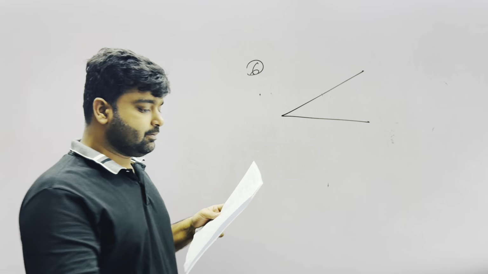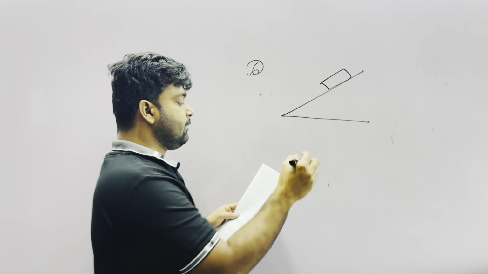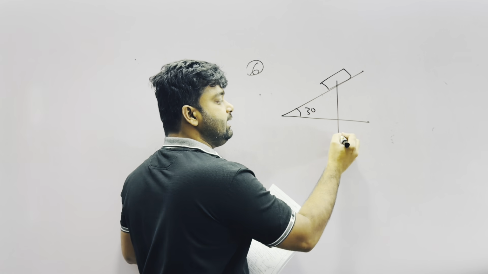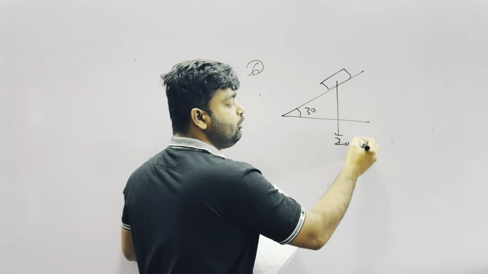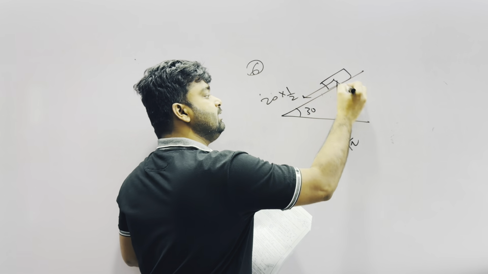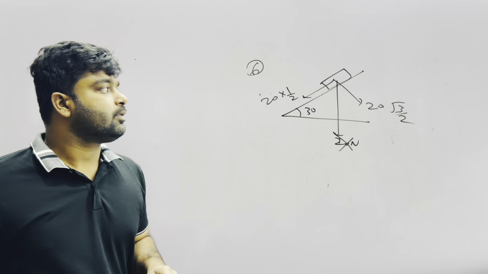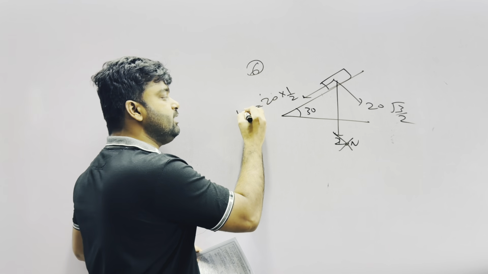Question number 6. An object of 2 kilogram is kept on an inclined plane at 30 degrees. The weight is 20 Newton. We can make it into two components. This is 20 sin 30. This is 20 cos 30. Therefore, the weight component along the plane is 10 Newton.